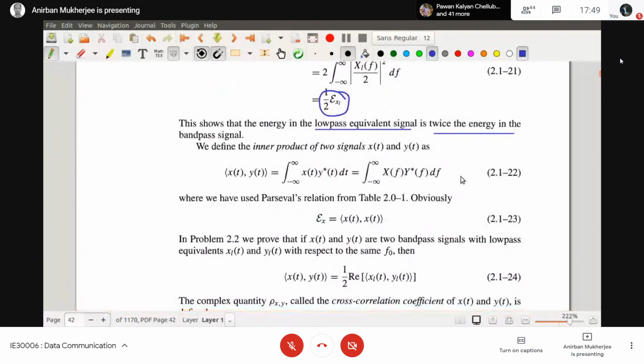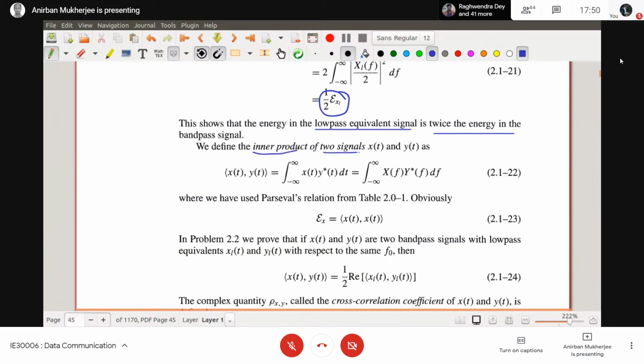So now we will use a little bit of vector space notations, which we have already started. The inner product of two signals. You know the inner product of two vectors? Do you know these things? Have you studied it in linear algebra? Yes, sir, we studied.